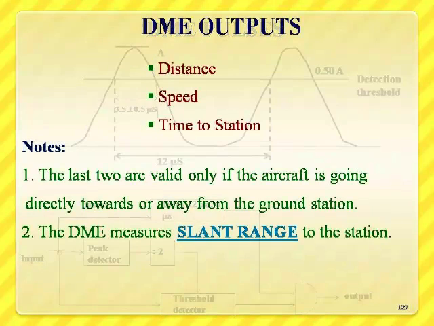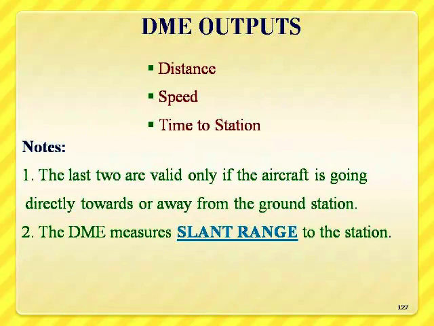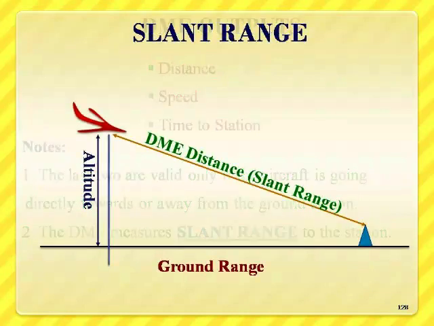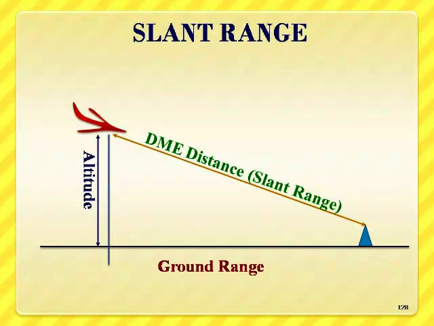So what are the DME outputs? The output will be distance, and if you have a differentiator for this, it can be speed, and the distance divided by velocity gives you the time to the station also. The last two are valid only if the aircraft is going directly towards or away from the ground station. Normally, the DME measures slant range to the station. What we mean by slant range is the direct distance from the aircraft to the DME station location. From this, you can also estimate the altitude and the range on the ground.